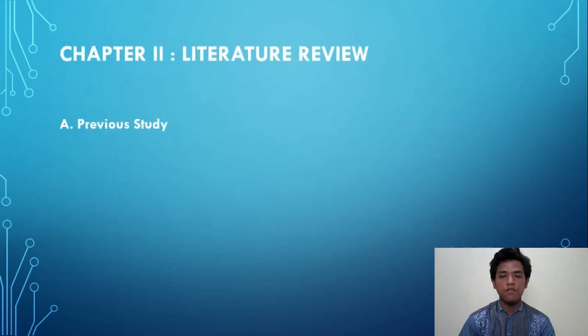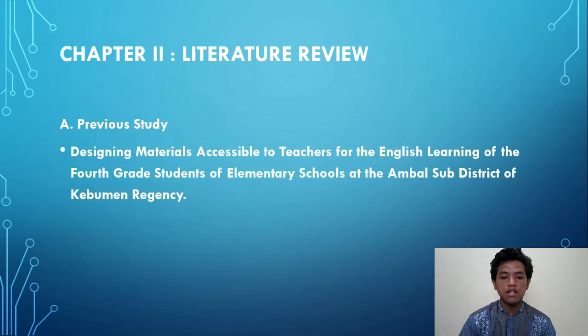Now let's move on to chapter 2. In chapter 2, we have 6 points. First point is previous study. There are some researches that are relevant to this research. Those are designing material accessible to teachers for English learning of the 4th grade students of elementary schools at the Ambal sub-district of Kebumen Regency.